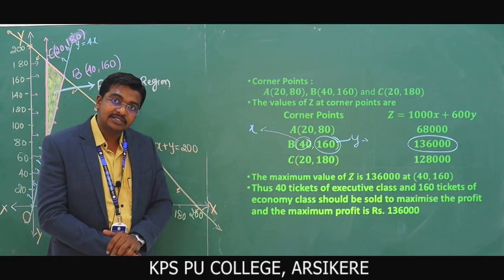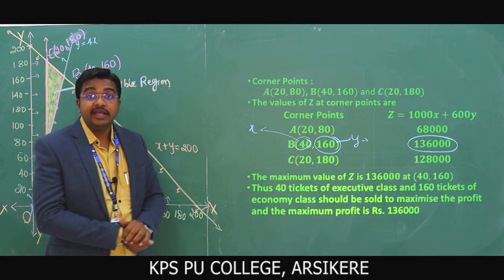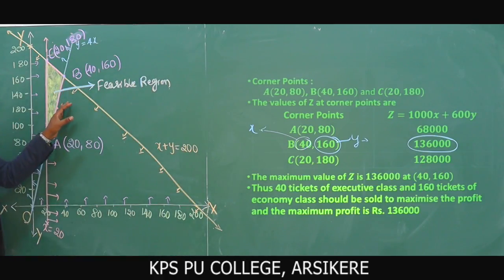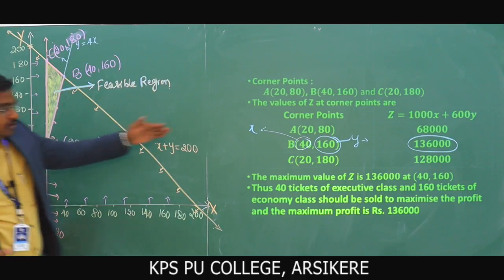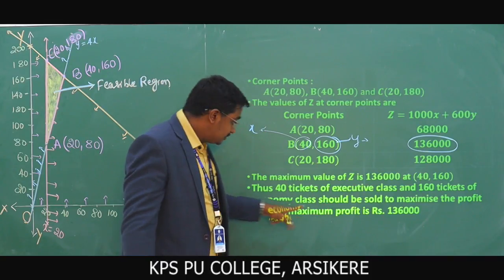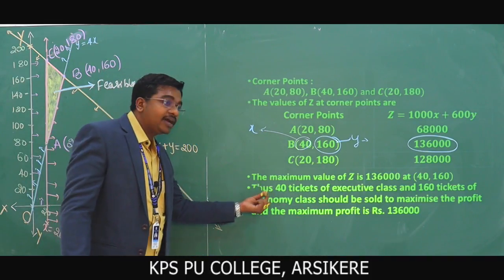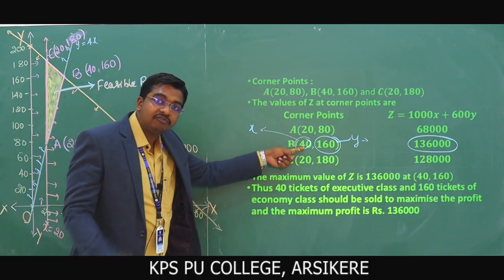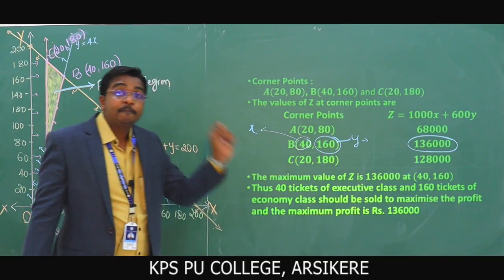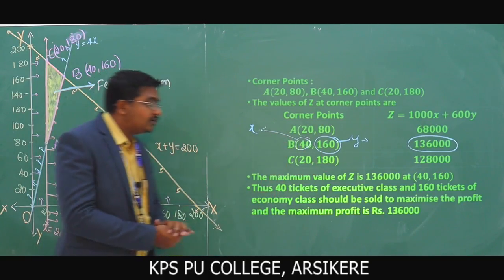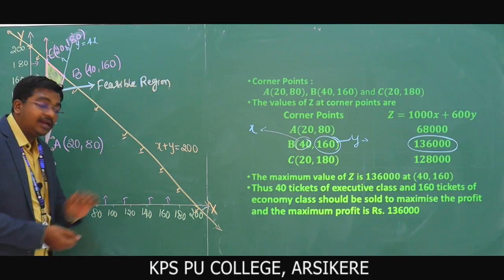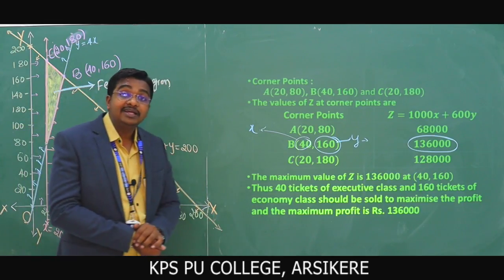1,36,000. This is problem number 5 on the miscellaneous exercise. Clear? Okay. So here just observe the feasible region. The feasible region is bounded. Hence the largest value of the objective function we obtained here, 1,36,000, becomes the maximum value. Clear? And the maximum occurs at the point 40 comma 160. What is 40 here? 40 is the number of executive class tickets, and 160 is the number of economy class tickets. So 40 tickets of executive class and 160 tickets of economy class should be sold to maximize the profit, and the maximum profit here is 1,36,000.